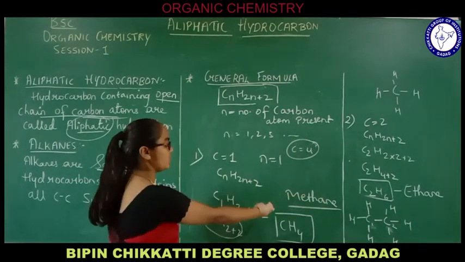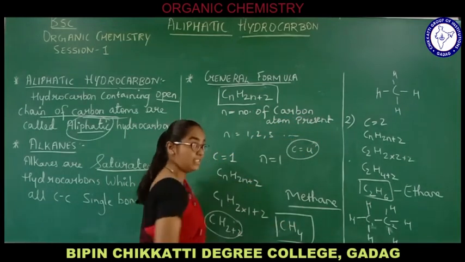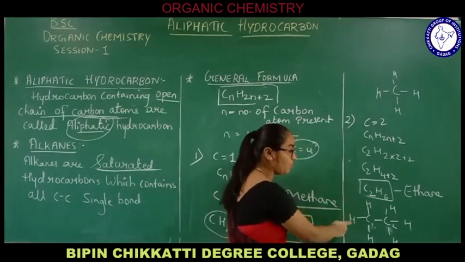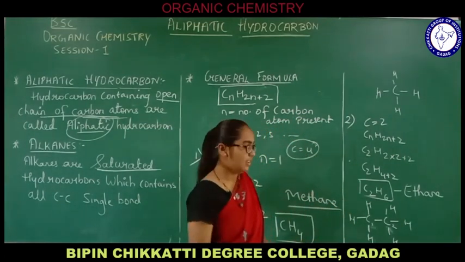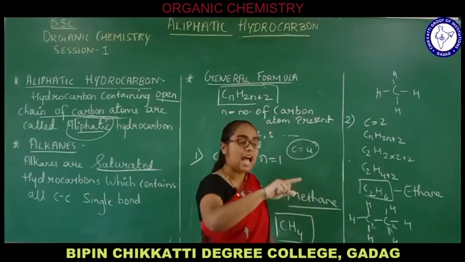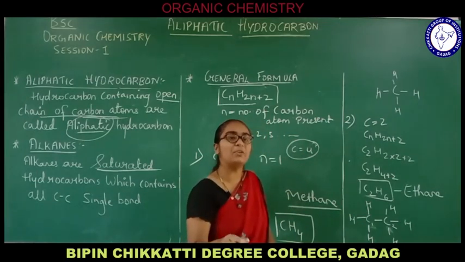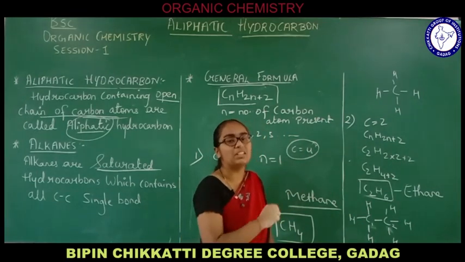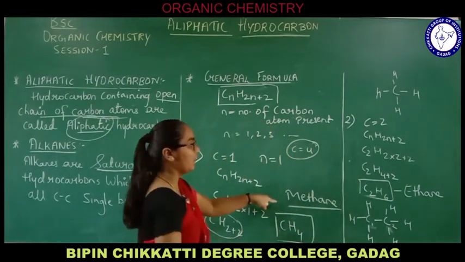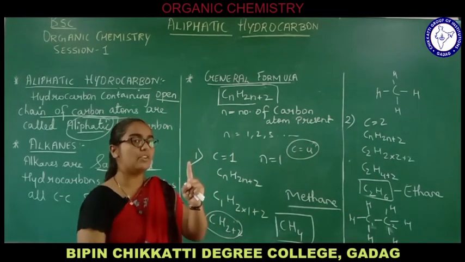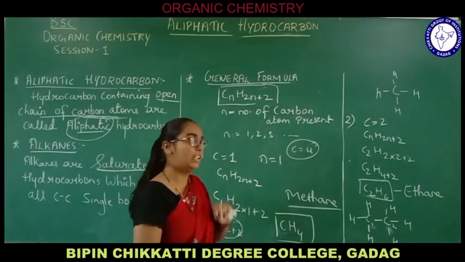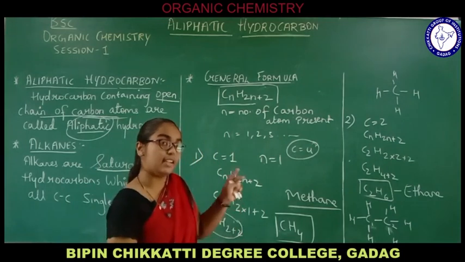So this is the structural formula for methane with the molecular formula CH4. Ethane has the molecular formula C2H6 and the structural formula in a straight chain, where 2 carbon atoms are linked with each other and the remaining 3 bonds are utilized to attach hydrogen atoms. This is how methane and ethane are. The first family member of alkane is methane, the second is ethane.